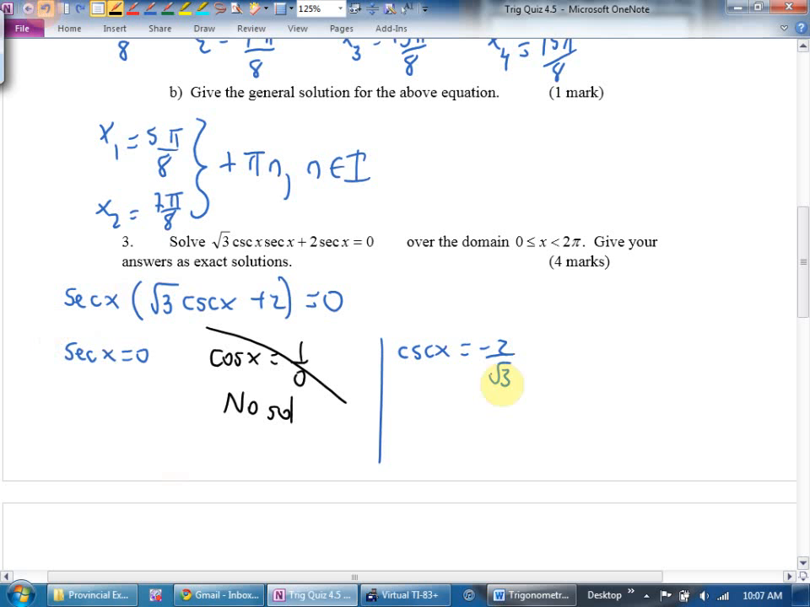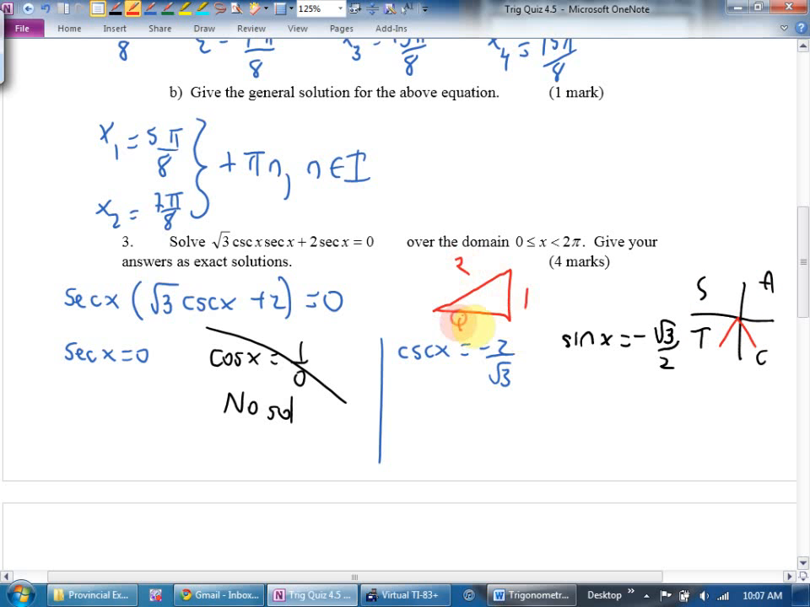What about here? I'm going to solve sine x equals negative root 3 over 2. C-A-S-T-Y. Sine is negative there and there. Why? This looks like the 1, 2, root 3 triangle, where this angle up there has a sine of root 3 over 2. As a reference angle, that's pi by 3. So we're going to get x1 equals 4 pi by 3, and x2 equals 5 pi by 3.